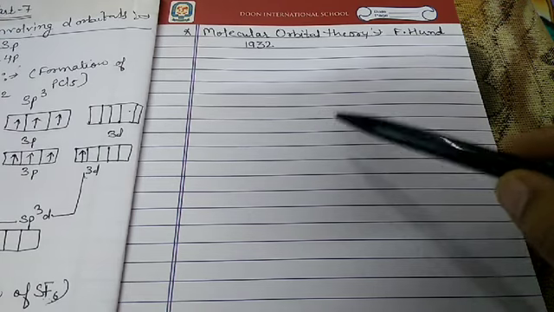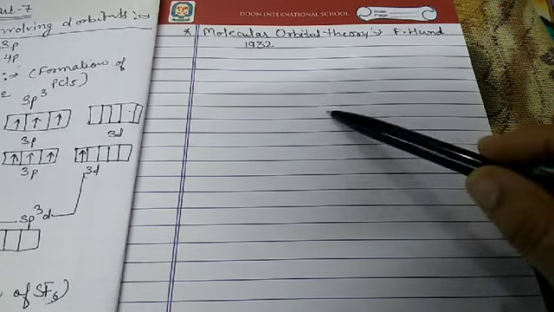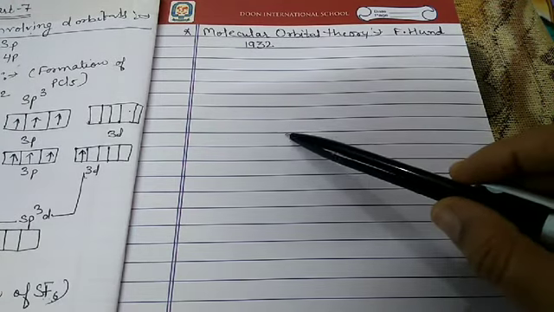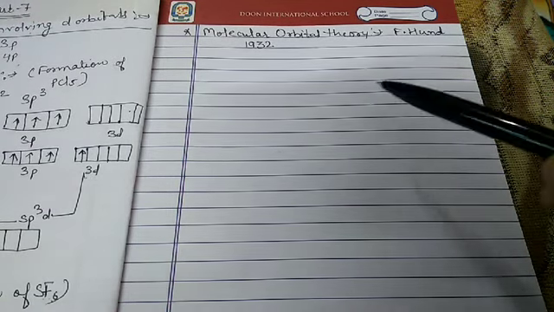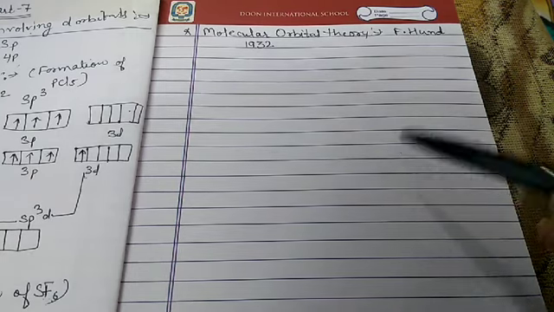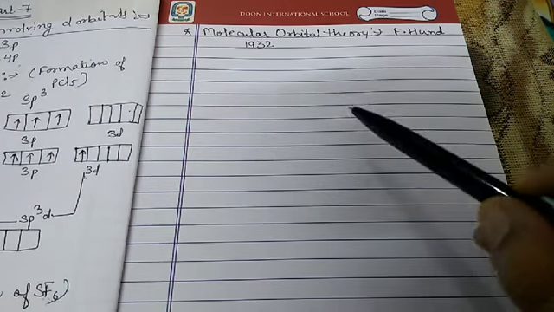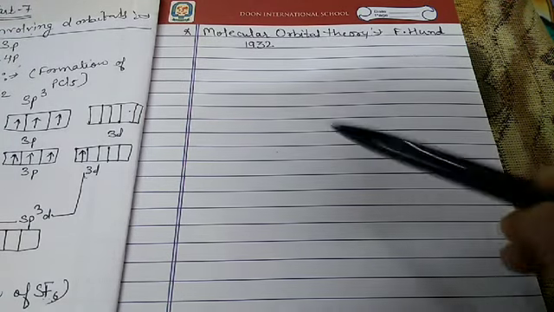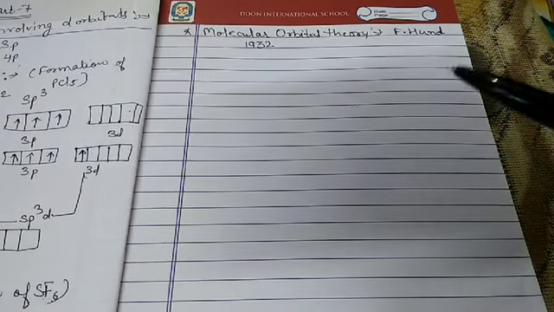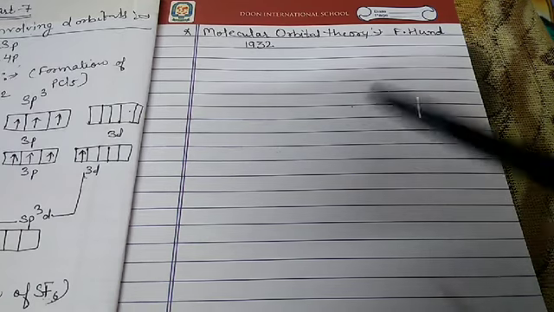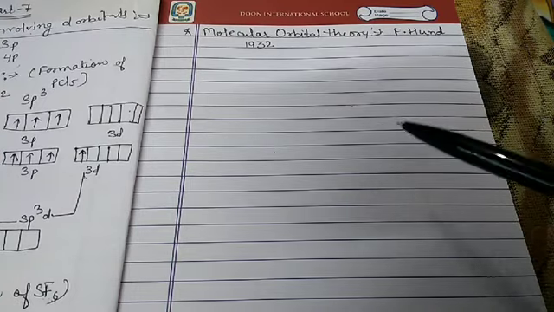The second feature is that the atomic orbitals of comparable energy and proper symmetry combine to form the molecular orbital. We all know very well, when two atoms combine we get a molecule. So when the atomic orbitals of proper symmetry and proper energy combine, they form the molecular orbital.